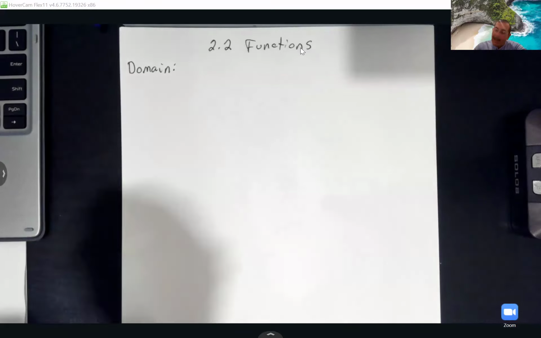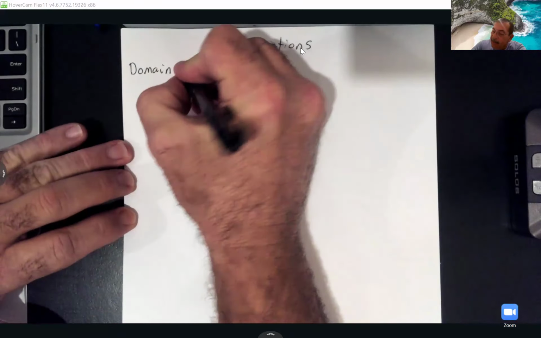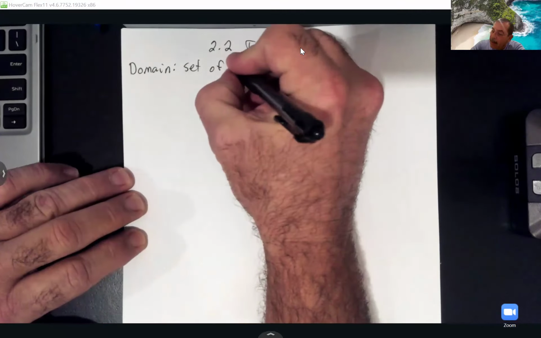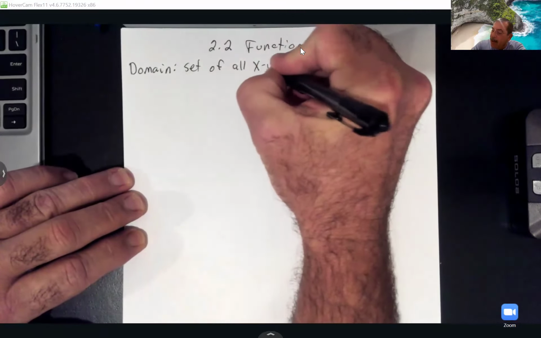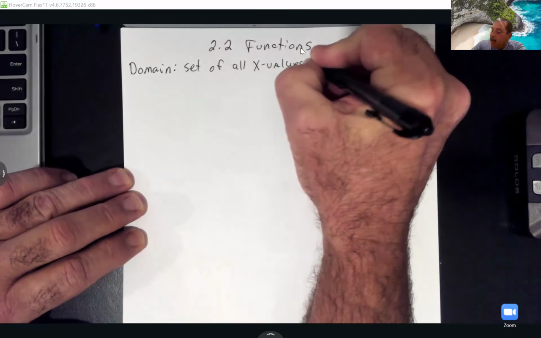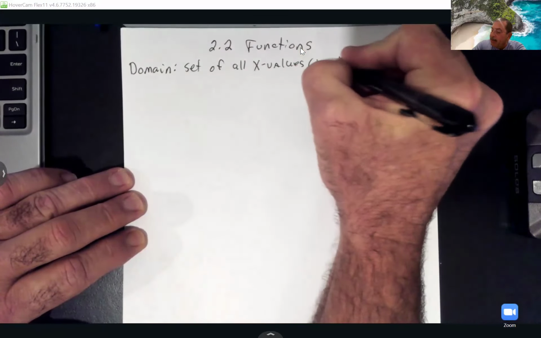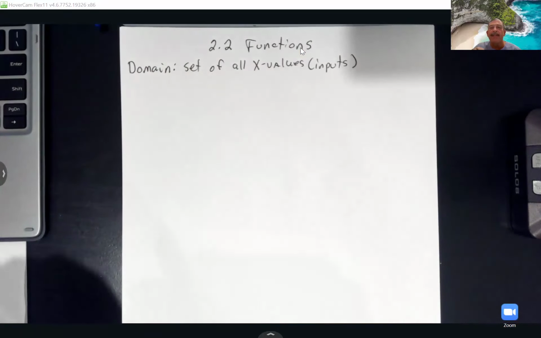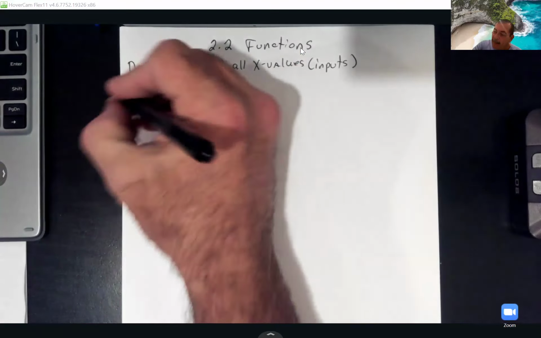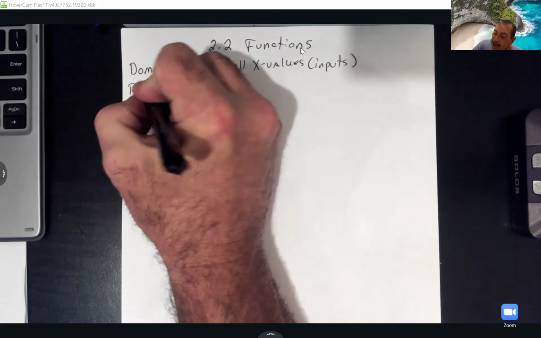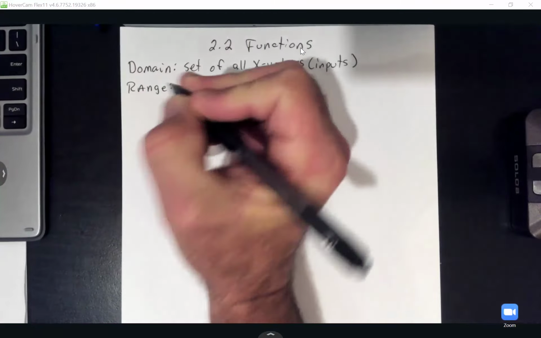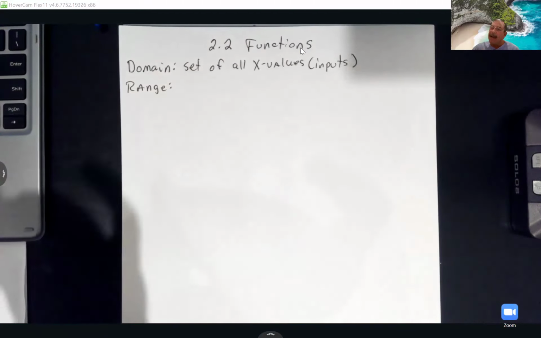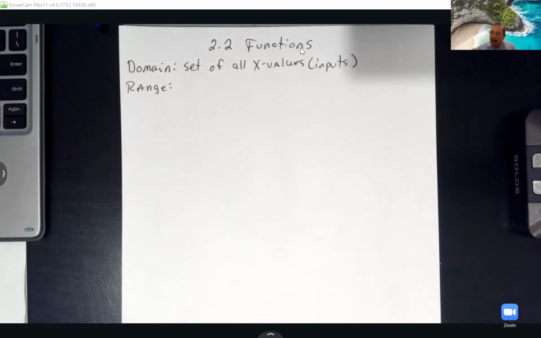So the first thing is our domain. So y'all, the domain is the set of all x values, which could be the inputs, okay? So it's the set of all the x values or the inputs. Then we got the range. The range will be the set of all y values or outputs.